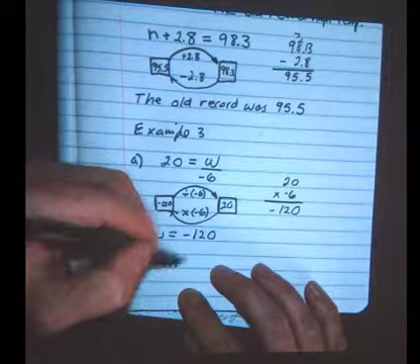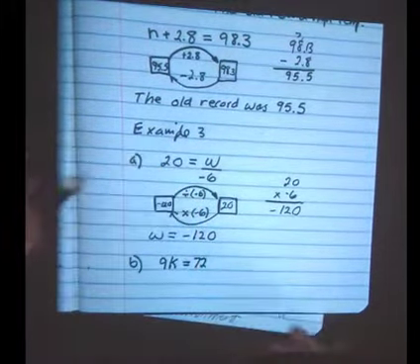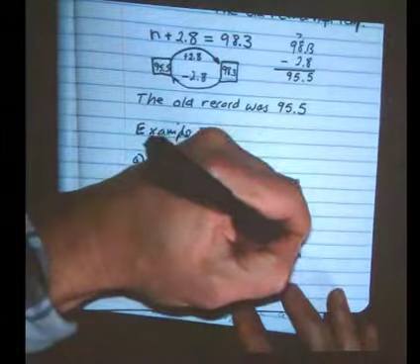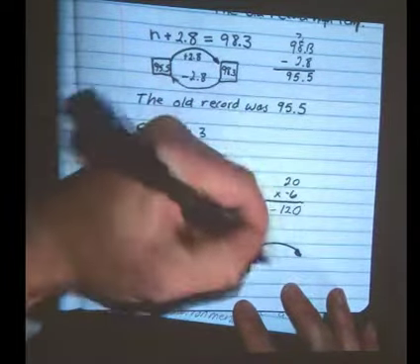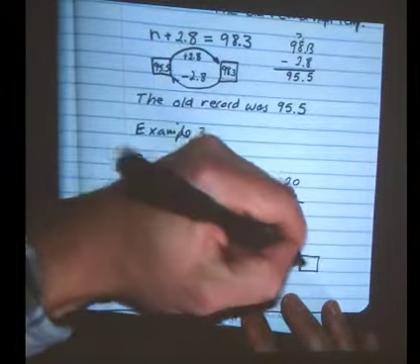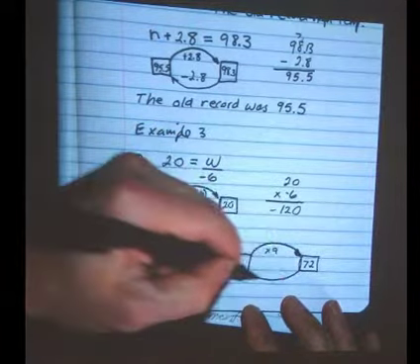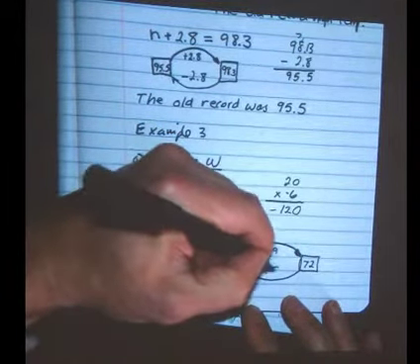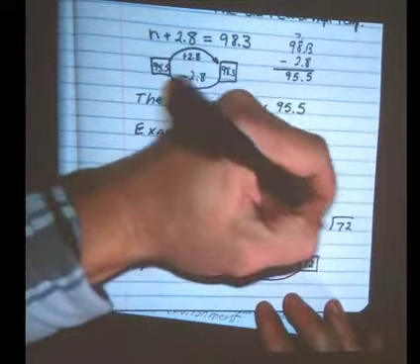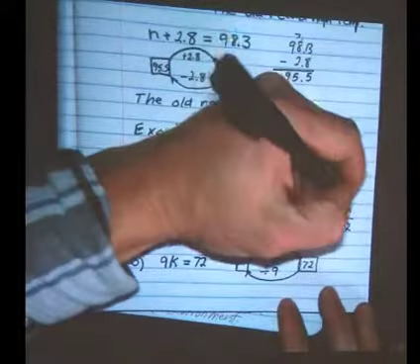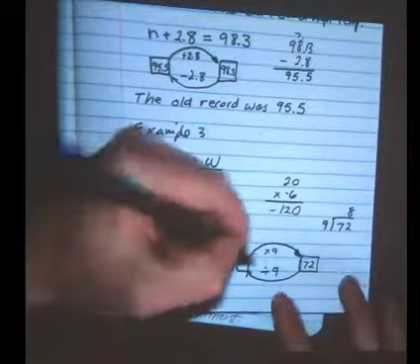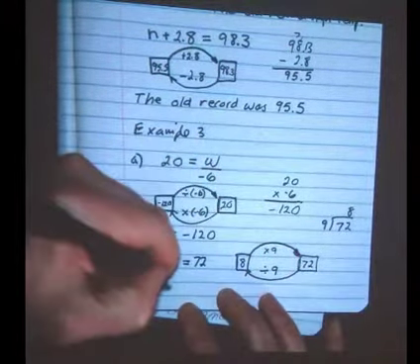Okay, last one. There was a number. It was multiplied by 9, so we write an arrow, and underneath that we put multiplied by 9. And it became 72. The opposite of multiplying by 9 is dividing by 9, so we do 72 divided by 9. 72 divided by 9 is 8, so K was equal to 8.